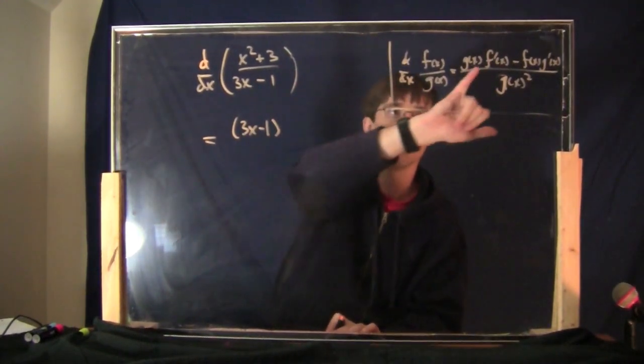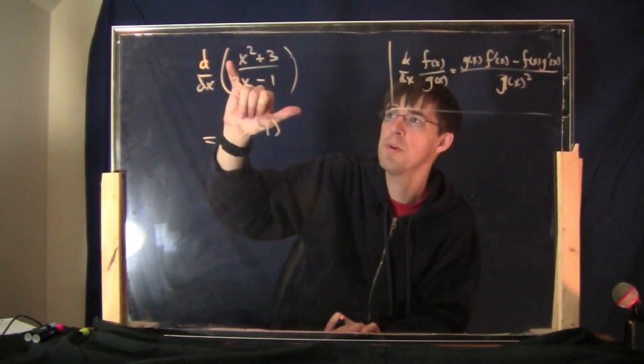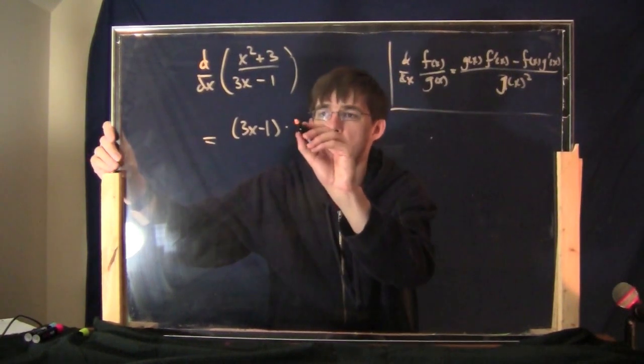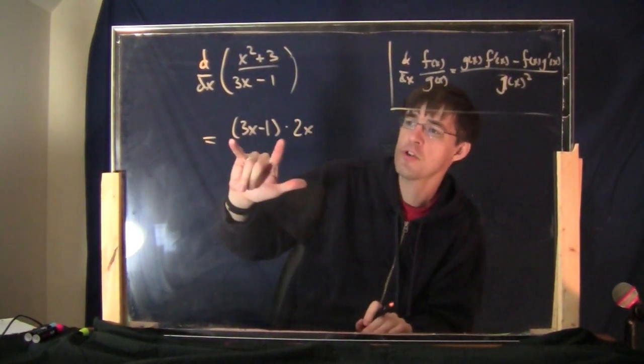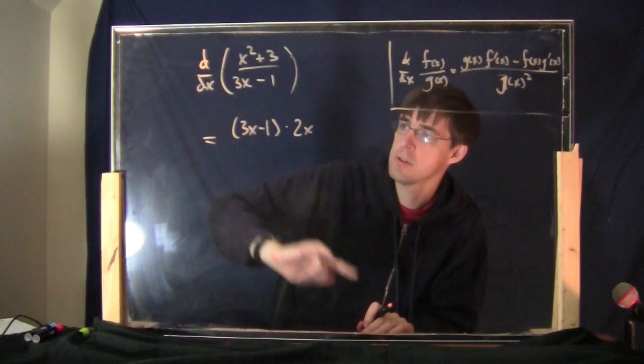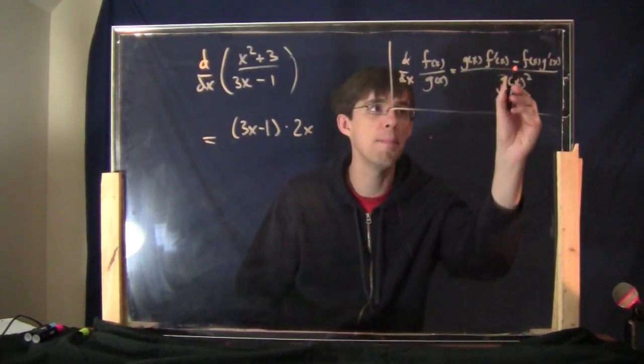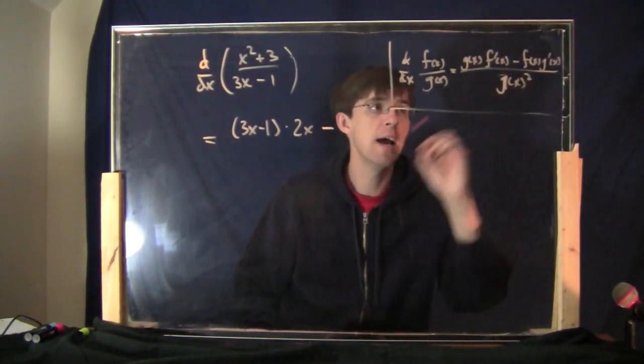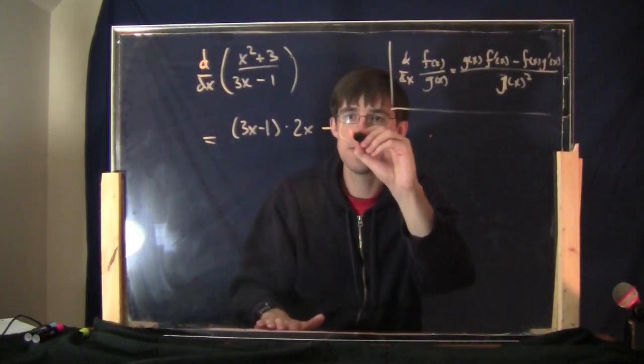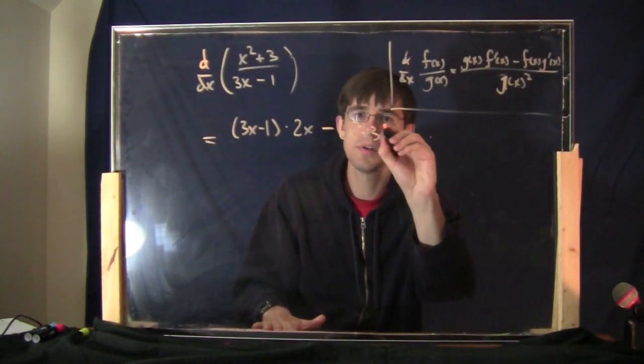The bottom times the derivative of the top. What's the derivative of x squared plus 3? It is 2x. You better make sure you remember these parentheses there. It matters. Put the parentheses there. Okay, and then minus f of x, that's the top as is. Again, the parentheses are important.